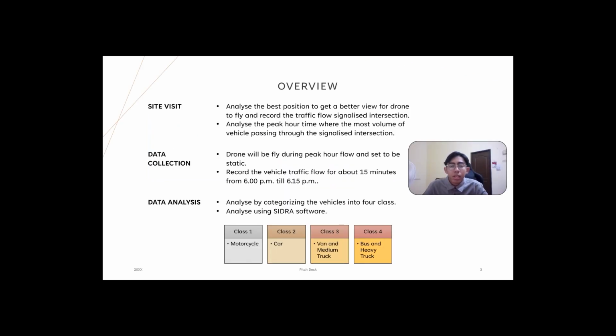A site visit is conducted to analyze the best position for the drone to fly and record the traffic flow at the signalized intersection. We can also analyze the peak hour when the most vehicles pass through the signalized intersection. For data collection, the drone will fly during the peak hours and be set to static. After that, we will record the vehicle traffic flow for 15 minutes from 6 p.m. till 6:15 p.m. For data analysis, we will categorize the vehicles into 4 classes based on the data collection. After that, we will analyze the data using Sidra software.